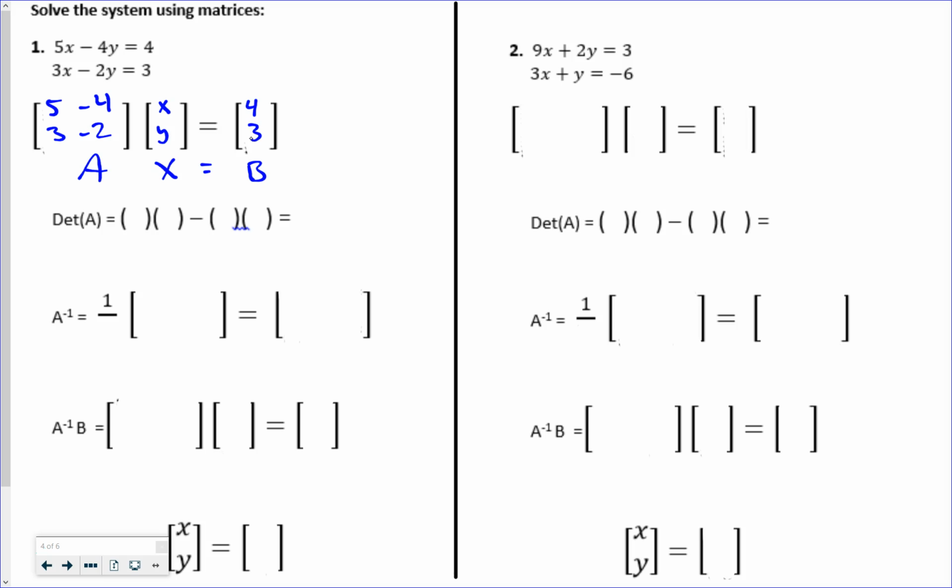Step 1, find the determinant. So how am I going to do that right here? 5 times negative 2. And then what? Which is negative 10. Yep. And then 3 times negative 4 is negative 12. So what is negative 10 minus negative 12? A positive 2.